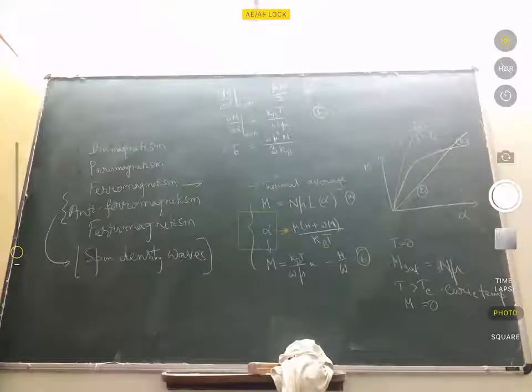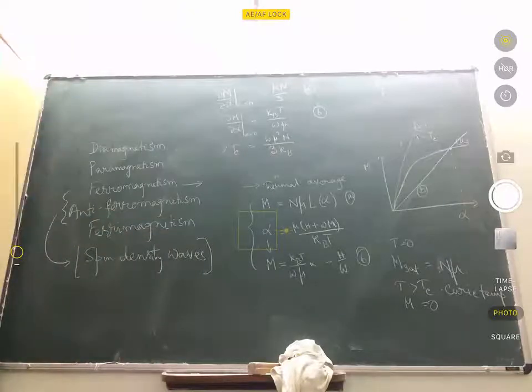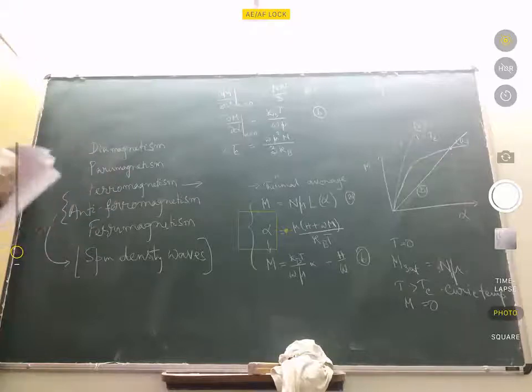Good. You can do the exercise when you consider the moments to be quantum. It will come out in terms of J. That I have indicated in my notes. You can check that. Let's not spend time on that.